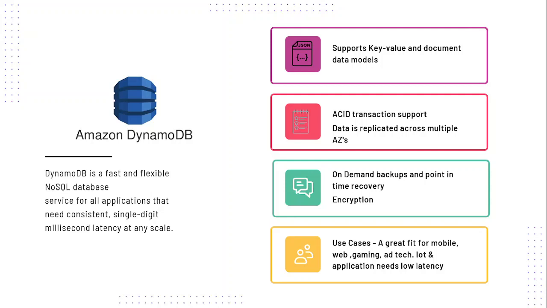DynamoDB supports only key value and document type of data models in NoSQL. It does not support graph and column-wide data models. DynamoDB also supports ACID transactions, pretty much like RDS or any operational database. There are some other key features of DynamoDB, pretty much like the other services in the cloud. Here, the data is replicated across multiple availability zones, and it also provides on-demand backups, point-in-time recovery, and encryption at rest.